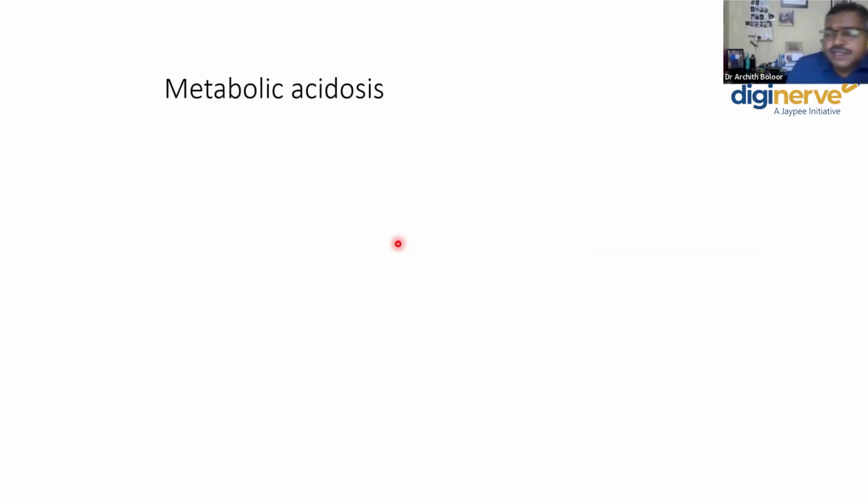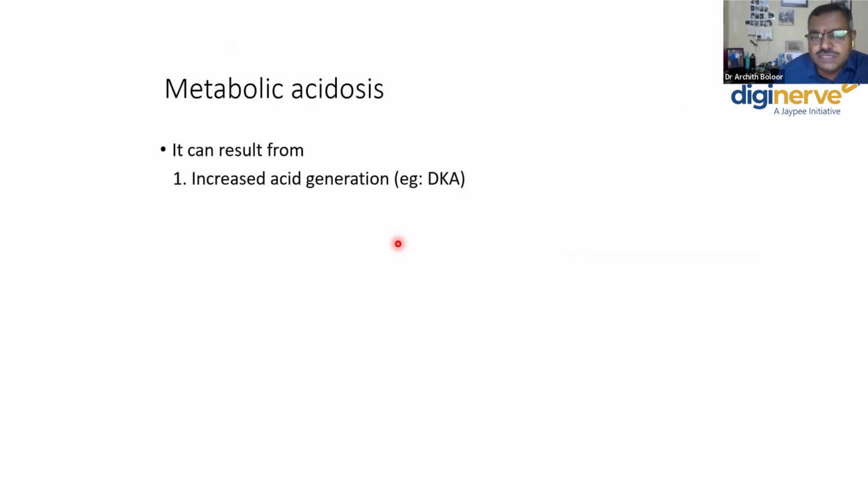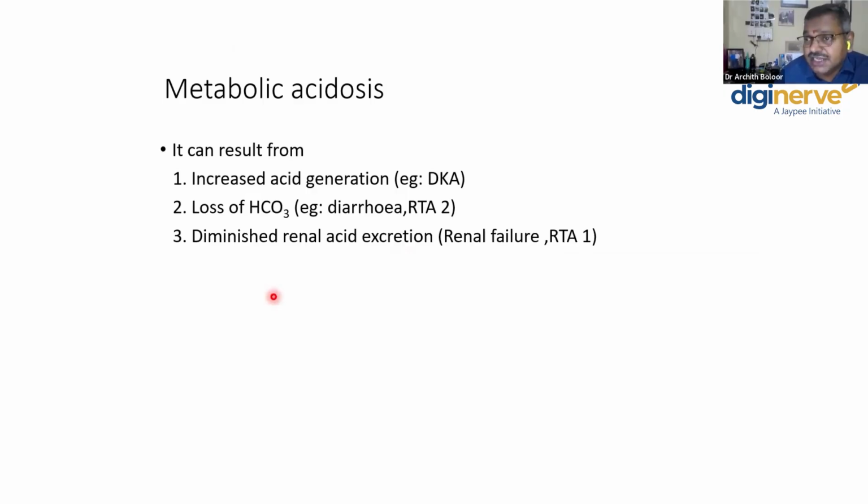The other important point that we have to understand, very common questions are going to be asked more often with the metabolic acidosis. So once we have narrowed down it as metabolic acidosis, it can result from various forms, either by increased acid, like in diabetic ketoacidosis, or loss of bicarbonate as occurs in diarrhea, or it can happen due to diminished renal excretion, like you have the renal tubular acidosis. So these are the three mechanisms of metabolic acidosis.